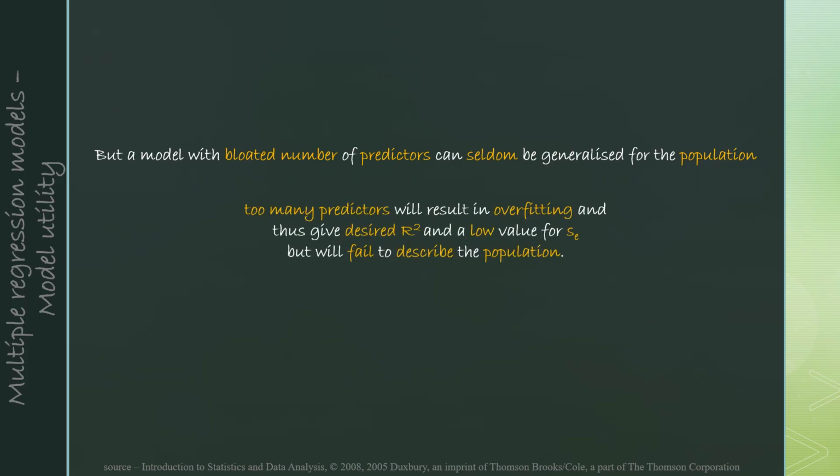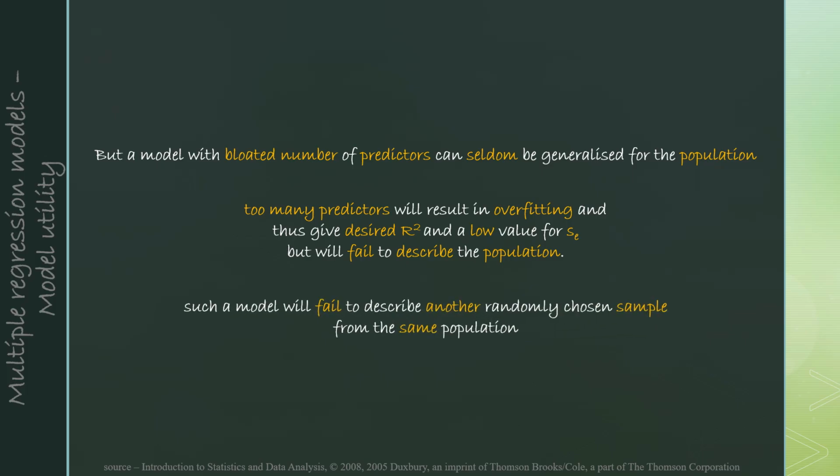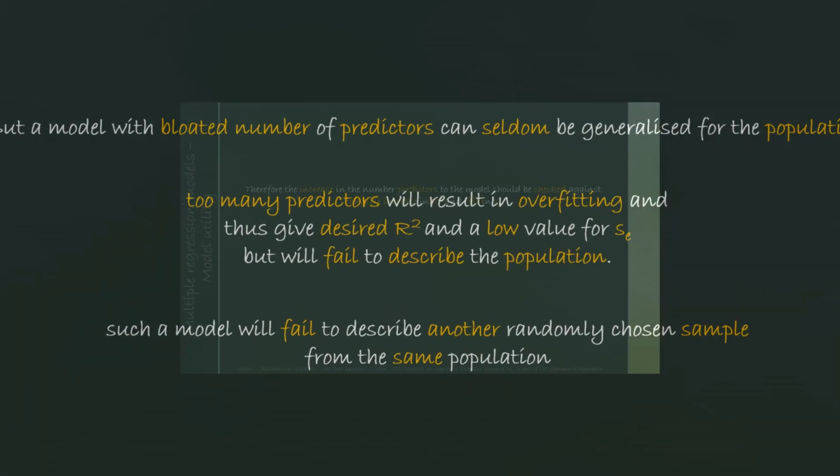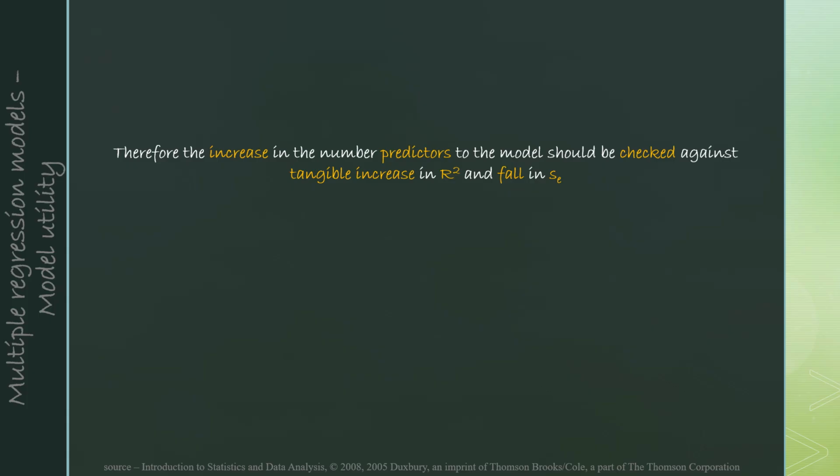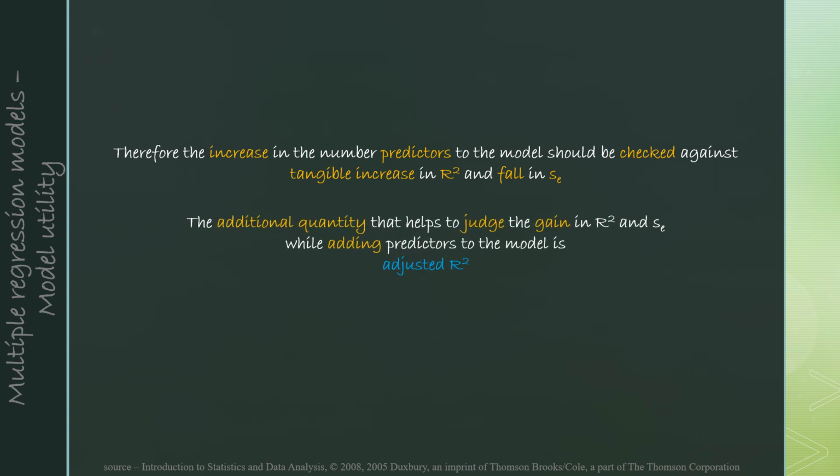But a model with bloated number of predictors can seldom be generalized for the population. In other words, too many predictors will result in overfitting and thus give a desired R square and a low value for SE, but will fail to describe the population. Such a model will fail to describe another randomly chosen sample from the same population. Therefore, the increase in the number of predictors to the model should be checked against tangible increase in R square and fall in SE. The additional quantity that helps to judge the gain in R square and SE while adding predictors to the model is adjusted R square.